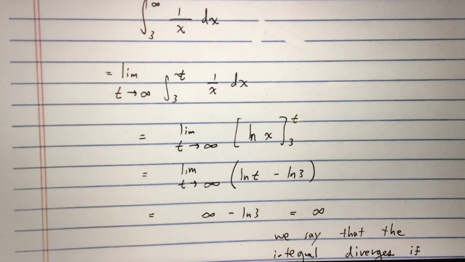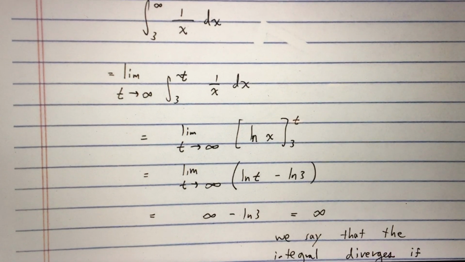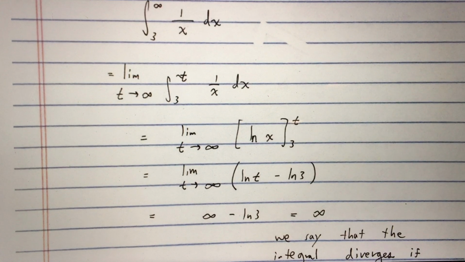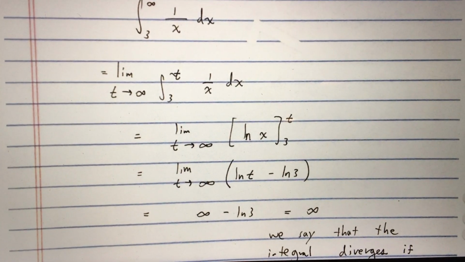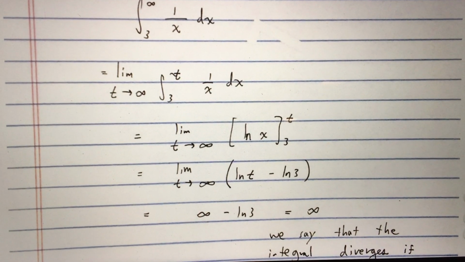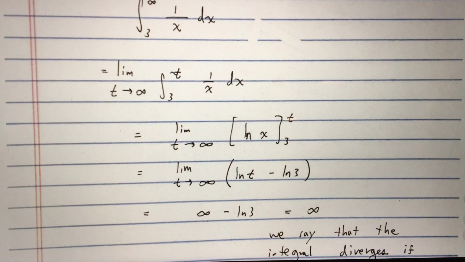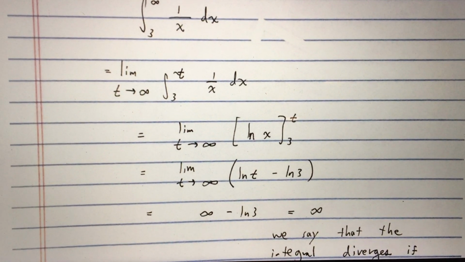And then you just do the integral as normal, so you get the natural log of x. I didn't put the absolute values on there because in this case x is positive anyways. It goes from 3 to t first, and keep that limit as t goes to infinity out front. Then you get natural log of t minus natural log of 3, and finally you take the limit.